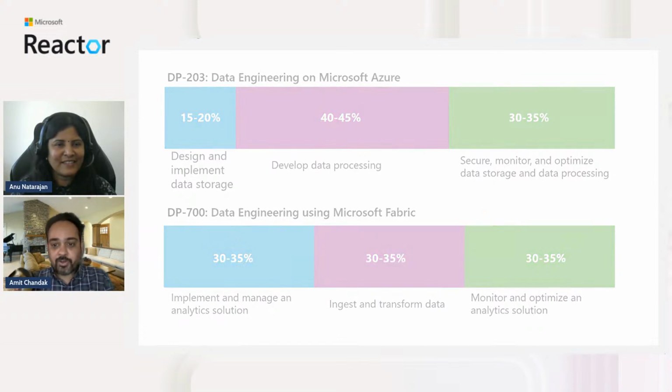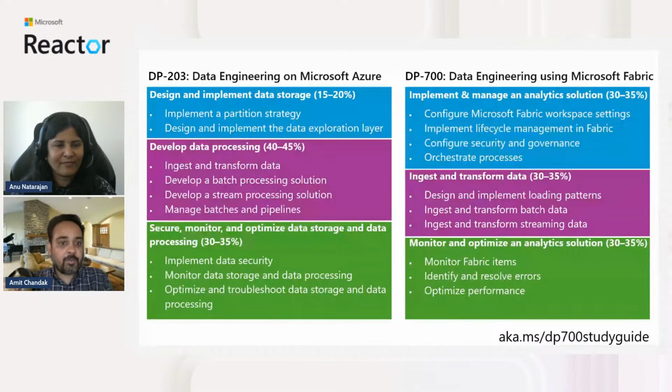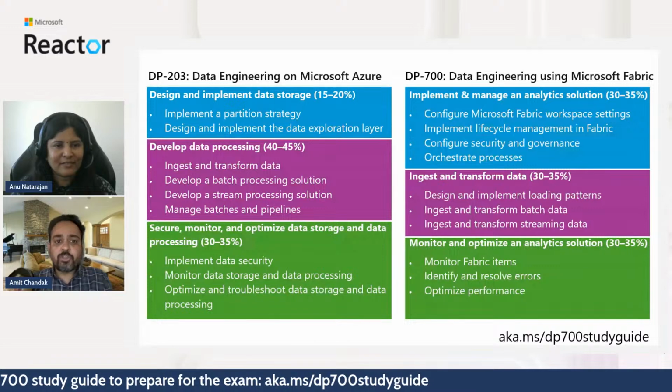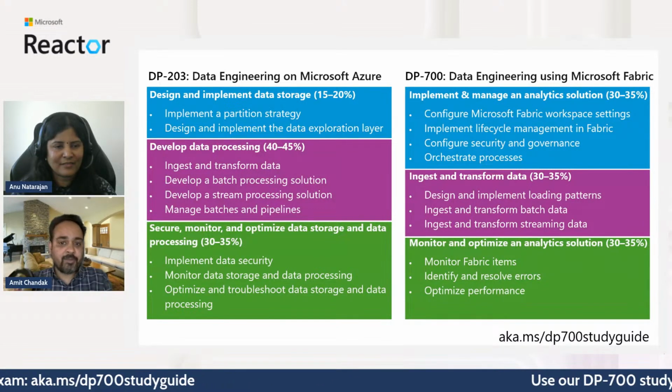Excellent. So let's see more details. Now, this is a detailed comparison of DP-700 and DP-203. Both certifications cover foundation skills like data ingestion, transformation, and monitoring.